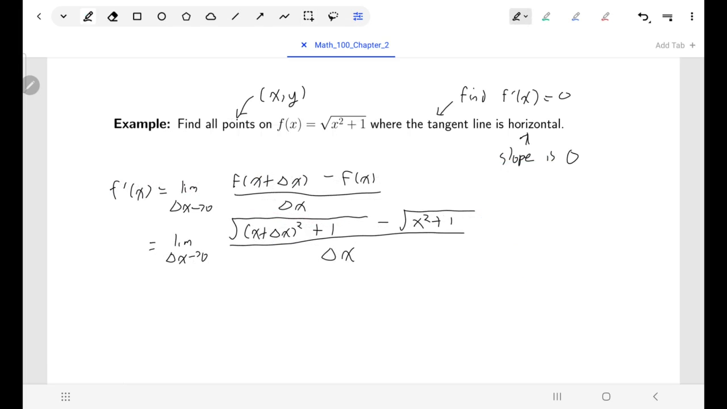So my plan here is I'm going to multiply top and bottom by the conjugate. In the top, it's originally one root minus the second one, so I will multiply by the first root plus the second one. So the square root of x plus delta x squared plus 1, plus the square root of x squared plus 1. And I'm going to do that on both the top and the bottom.